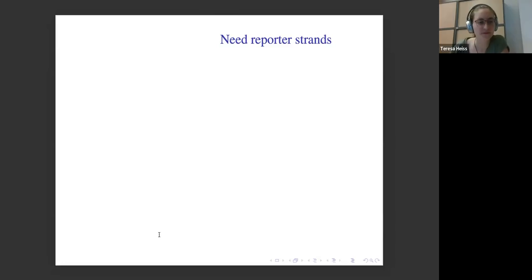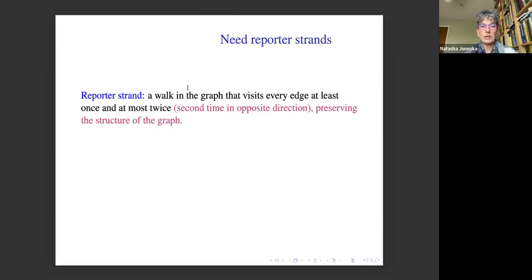So I'm going to go back to talk about the reporter strand. The reporter strand can be looked at as a walk in the graph that visits every edge at least once, and at most twice, of course, because we cannot traverse an edge more than twice. And the second time has to be in the opposite direction, right? If I travel along this strand, I have to traverse in the opposite direction because the DNA is oppositely oriented, and I need to preserve the structure of the graph.